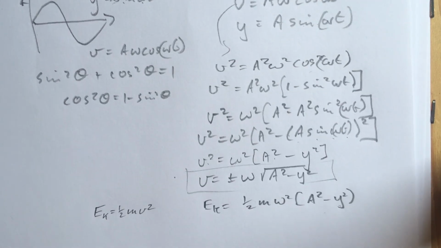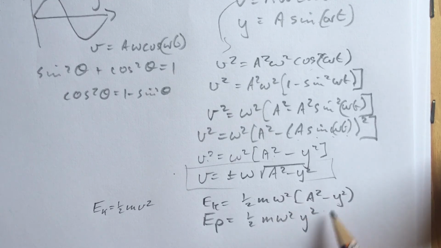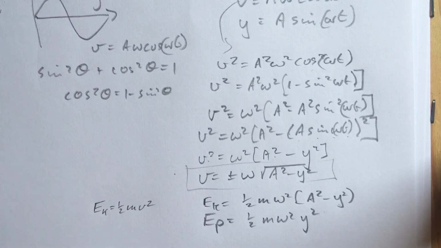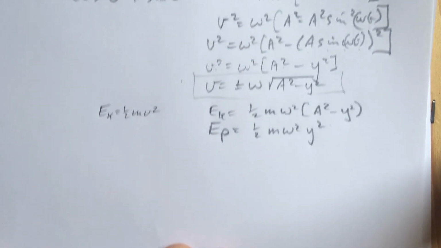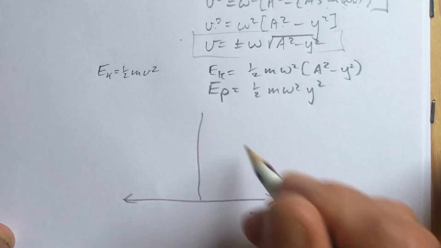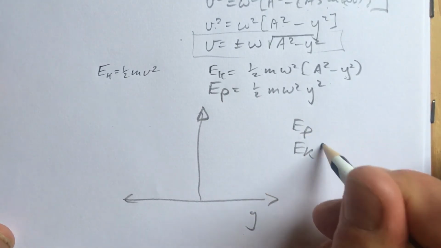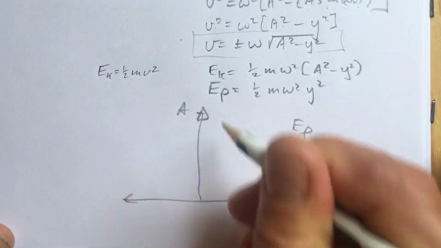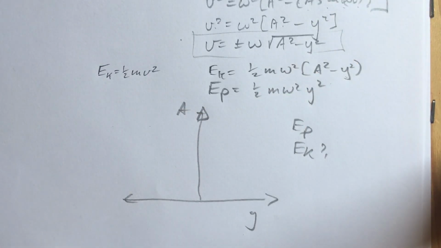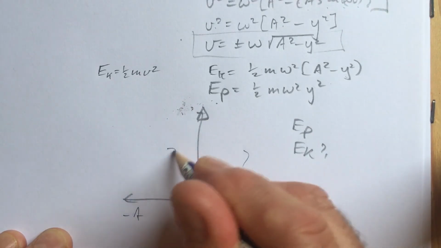You'll notice that it's got a wonderful similarity with the potential energy equation, which was half m omega squared y squared. The two are quite complementary, and I'd like you to go back to those Desmos graphs to see which is which. If you plotted those two against a y displacement, what would the graphs of potential energy and kinetic energy be for amplitude A? What would the shape of those two graphs be?